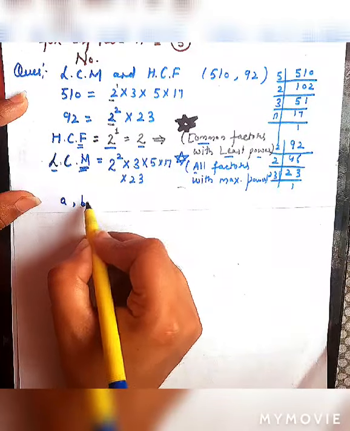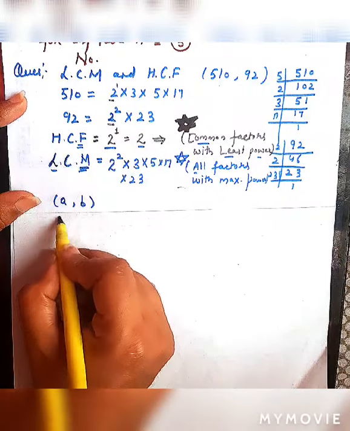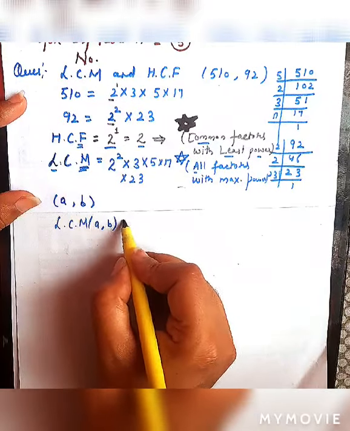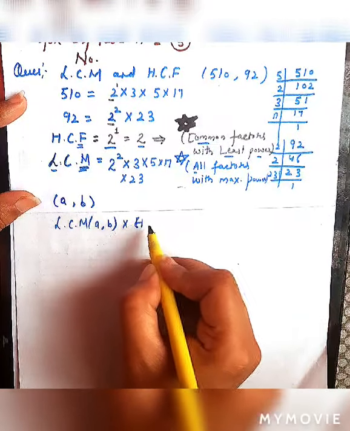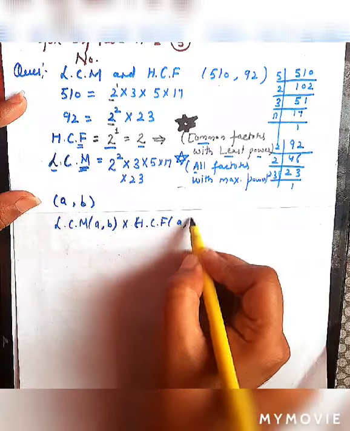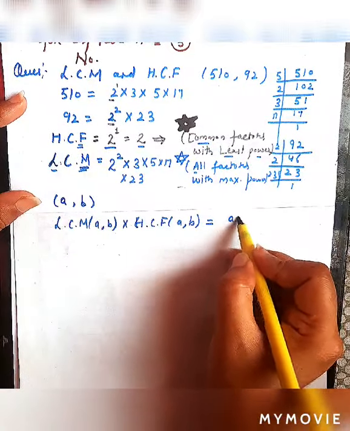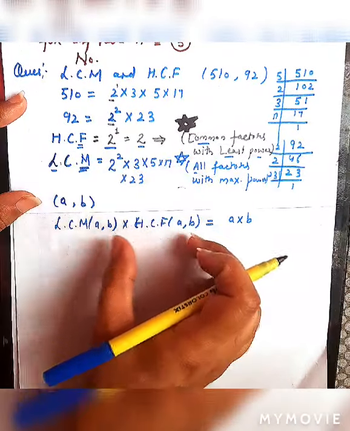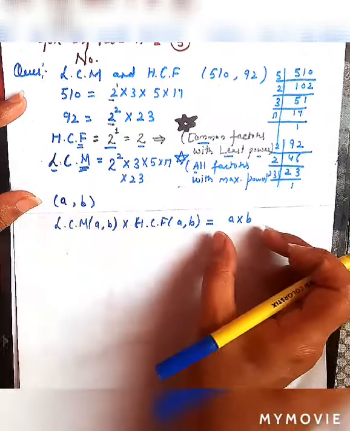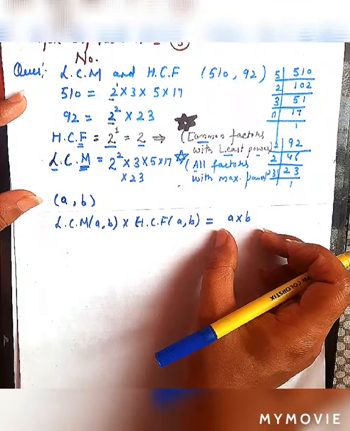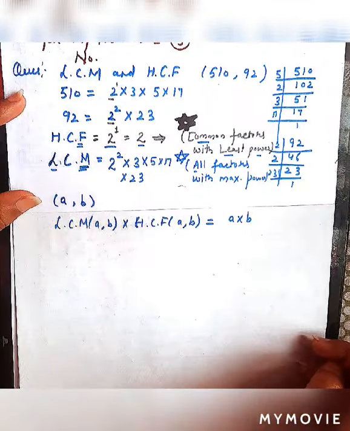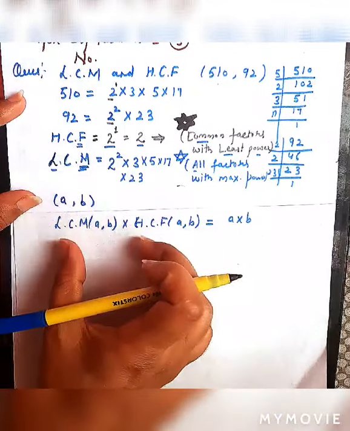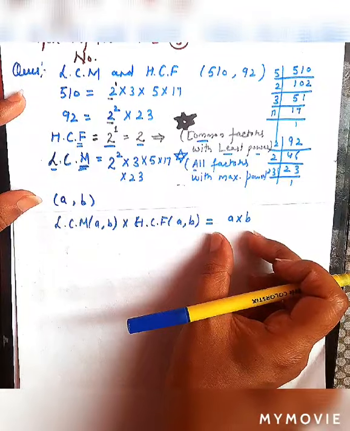You can simply multiply, and for any two numbers, the LCM of these two numbers when it is multiplied with the HCF of these two numbers will give us the product of those two numbers. Fine. So this is a very important formula: the product of LCM and HCF of two numbers is equal to the product of the numbers itself. So in the previous question we found HCF and LCM, now we will prove that the product of LCM and HCF is equal to the product of those numbers.